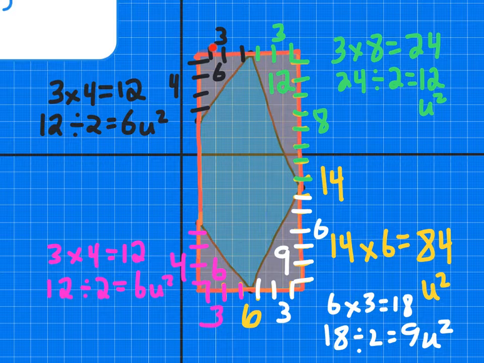Over here was a 3 by 4, which was 12, base times height, which would create a rectangle, so I divide it by 2 because the area of a triangle formula is base times height divided by 2, and I got 6 units squared. Same thing here was 6 units squared, and this one I got 18 divided by 2, which was 9 units squared.